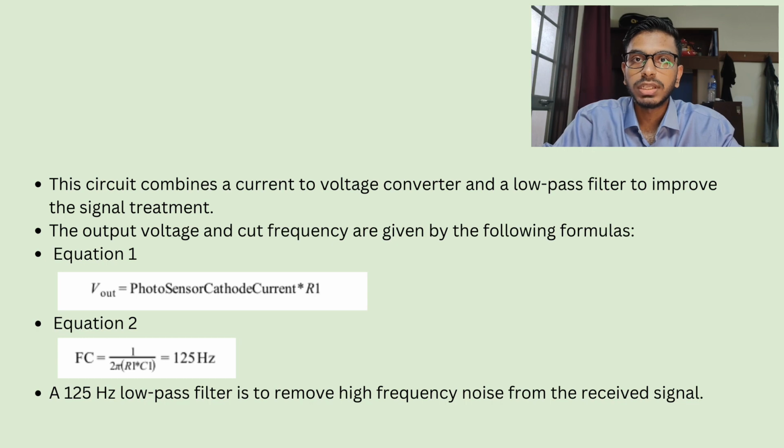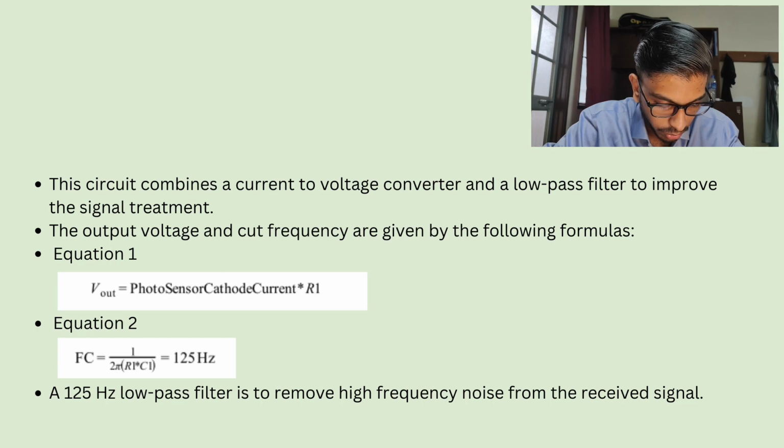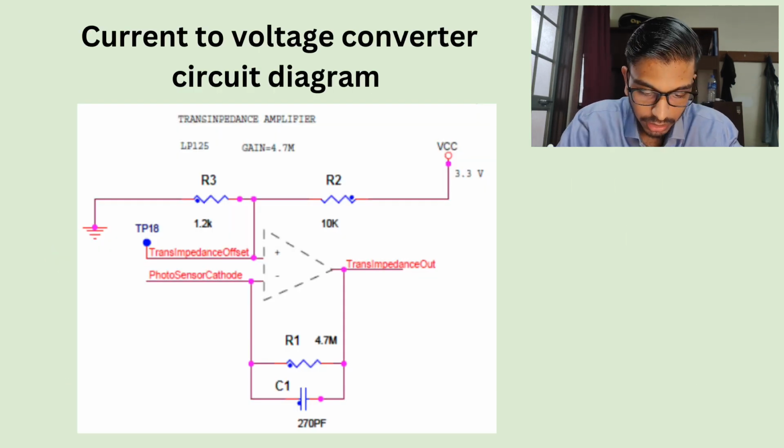The output voltage and the cut frequency are given by these formulas. Equation 1, voltage out equals photosensor cathode current times the first resistance. Equation 2, Fc equals 1 over 2 pi in parentheses R1 times C1, equals 125 Hz. A 125 Hz low pass filter is to remove high frequency noise from the received signal. Here we can see the current to voltage converter circuit diagram.